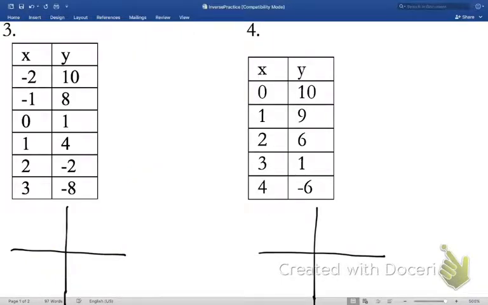Number 3, again, we're just graphing our points. So (-2, 10), (-1, 8), (0, 1), (1, 4), (2, -2), and (3, -8).